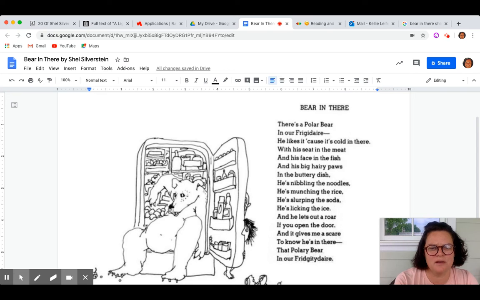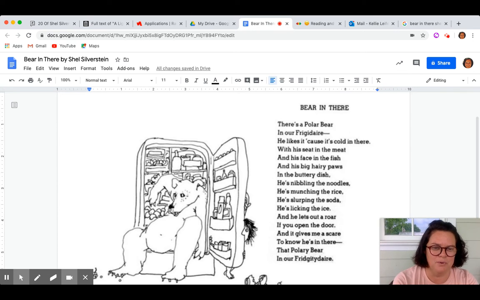There's a polar bear in our Frigidaire. He likes it 'cause it's cold in there. With his seat in the meat and his face in the fish and his big hairy paws in the buttery dish. He's nibbling the noodles, he's munching the rice, he's slurping the soda, he's licking the ice. And he lets out a roar if you open the door, and it gives me a scare to know he's in there. That polary bear in our frigidity, the air.